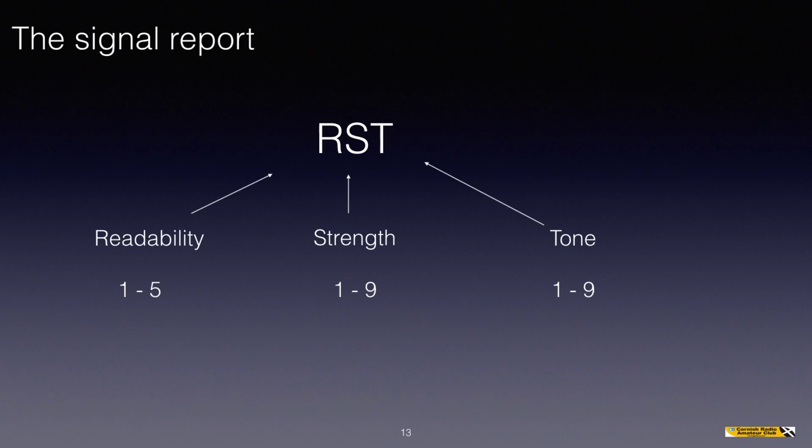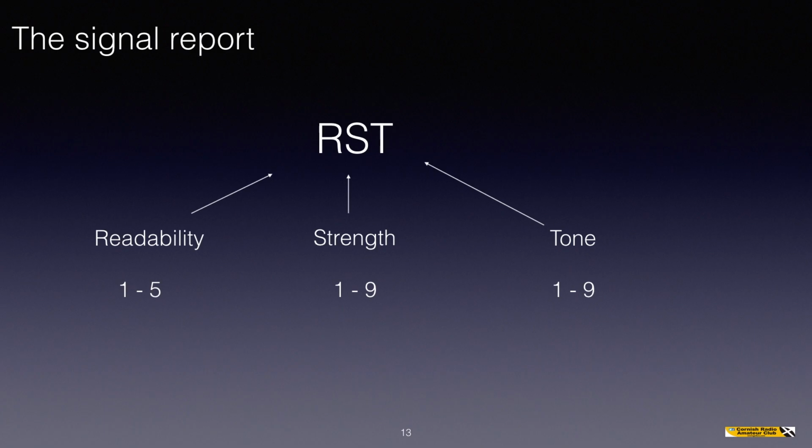You don't have to learn those, you just have to know the basic format of the readability, strength and tone, and realize that a low number, readability 1 for example, would be not very readable or faint, unreadable, and then 5 would be totally readable. So the higher the number, the better it is.